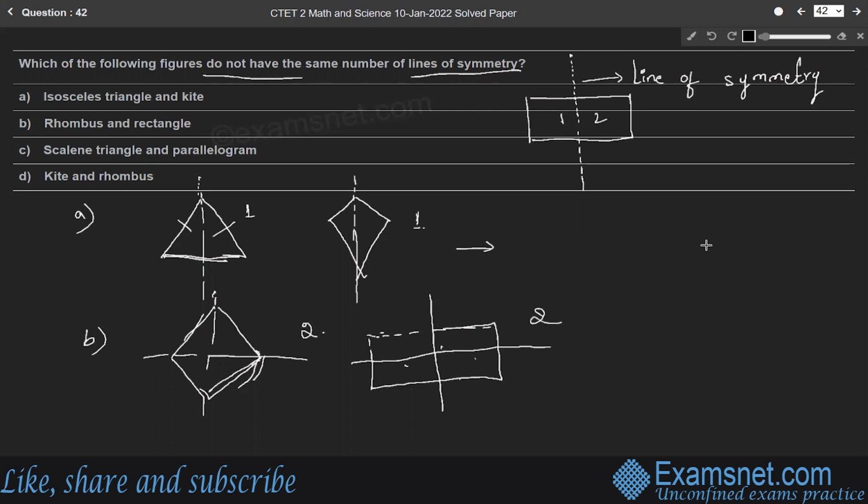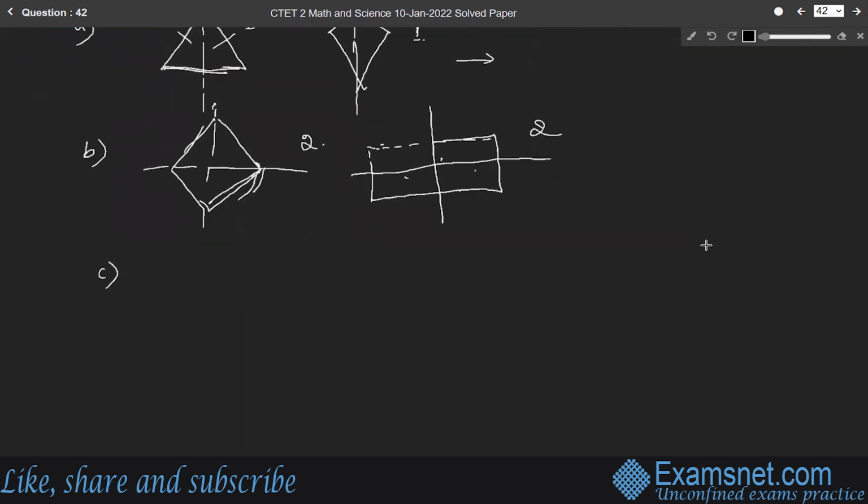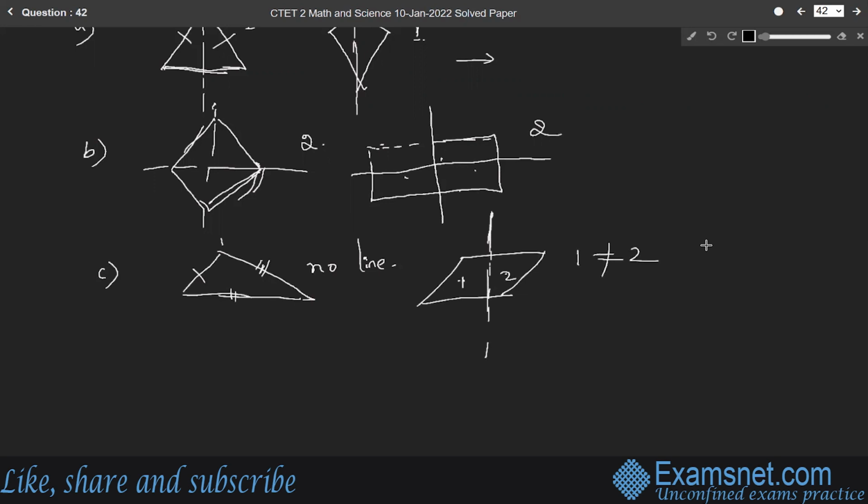And the third case, scalene triangle and parallelogram. Scalene means where all sides are not equal. Three sides are not equal. So here it has no line of symmetry. Whereas a parallelogram also has no line of symmetry. Though the line passes through the center of one side, it doesn't pass through the center of another side, and two sides are not equal, right? Therefore, it has no line of symmetry.